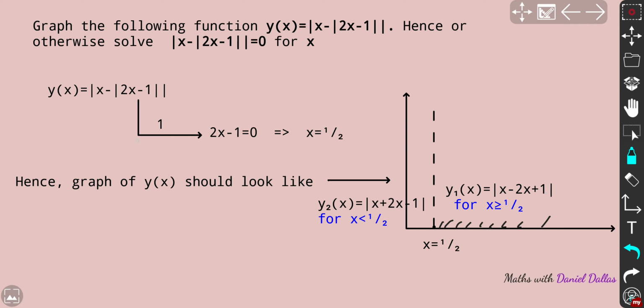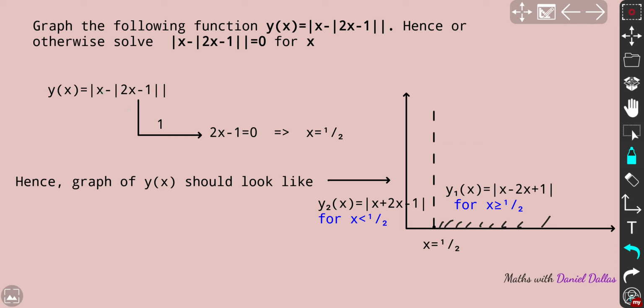Absolutely, because we haven't got rid of the external absolute value. We still have the modulus. That means on the right side of 1 over 2, for values x greater than 1 over 2, we get a new function y1 of x instead of the previous one. The same principle is applicable to the left-hand side, when we have values for x less than 1 over 2. In this case, a new function y2 appears, where we simply put the minus before the absolute value, just by the definition of the modulus.